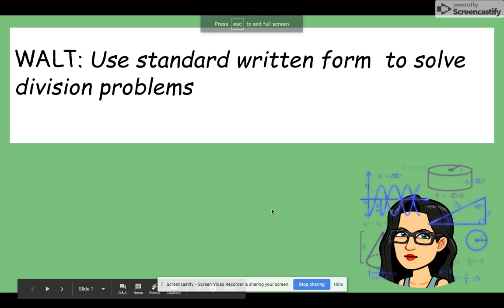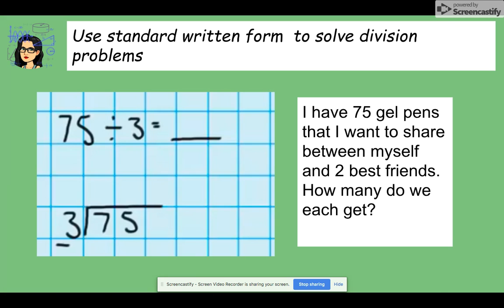Kia ora. We are learning to use standard written form to solve division problems. You can use standard written form to solve the division problems. So I brought this down to the left-hand side. You can see you've got the calculation 75 divided by 3.